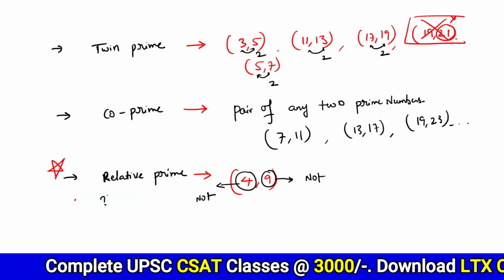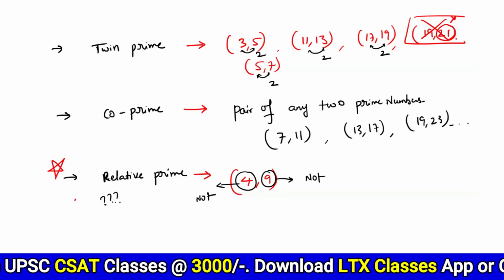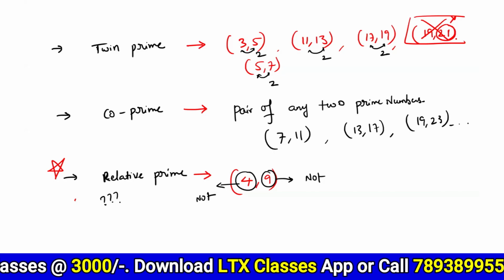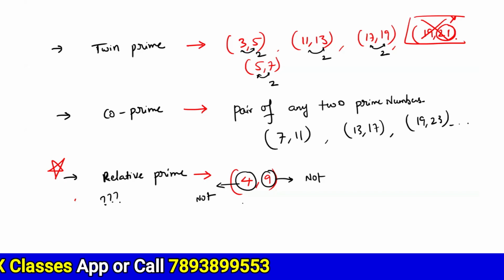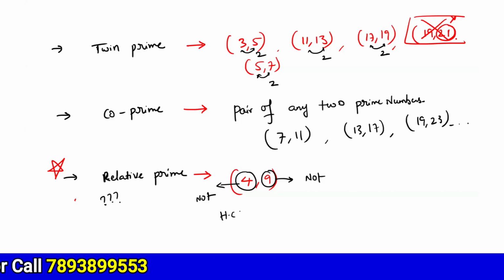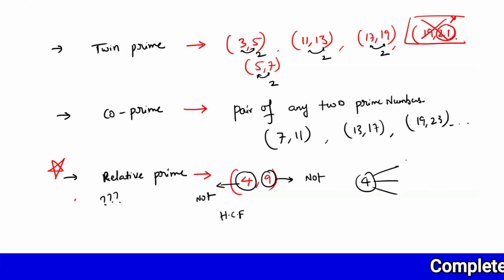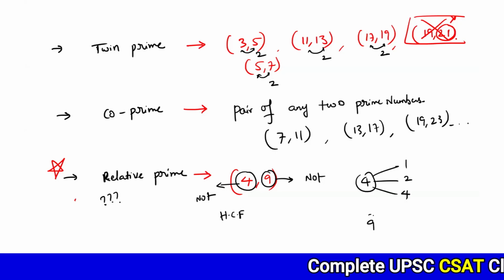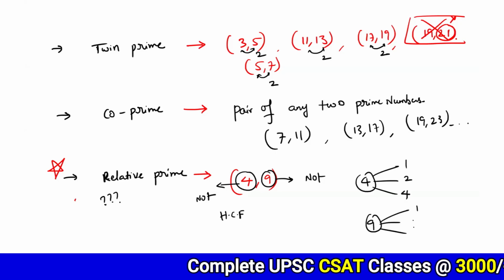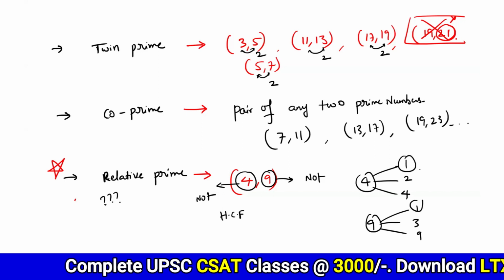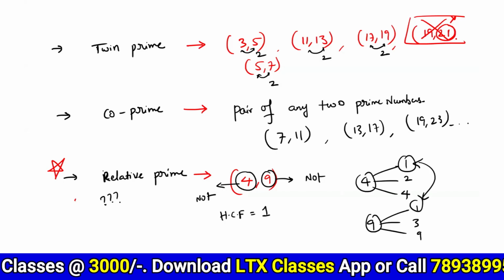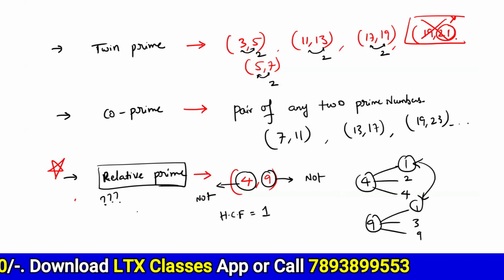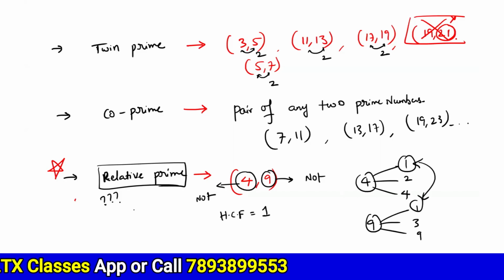Why? What is the reason? It is not the difference between two numbers; it is the highest common factor. Suppose you write the factors of 4: 1, 2, 4. The factors of 9: 1, 3, 9. What is common here? 1 is common. So since the highest common factor is 1, then only they are considered as relative prime.